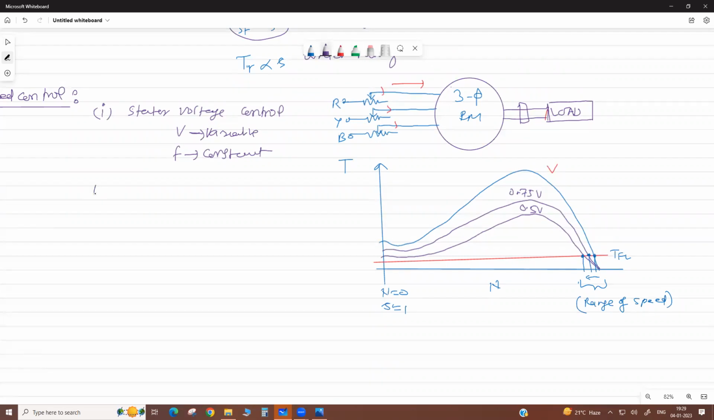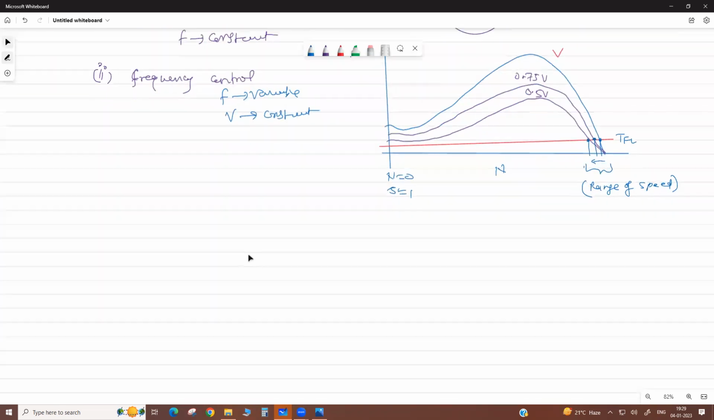Now if we discuss the second part, that is stator frequency control. Here only we vary the frequency, f is variable and V we take constant. Only frequency we vary.